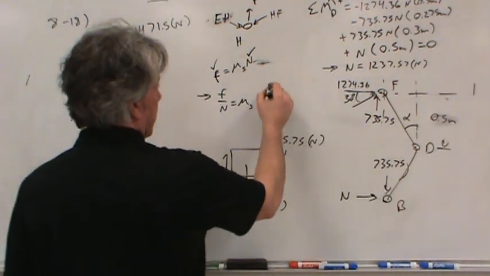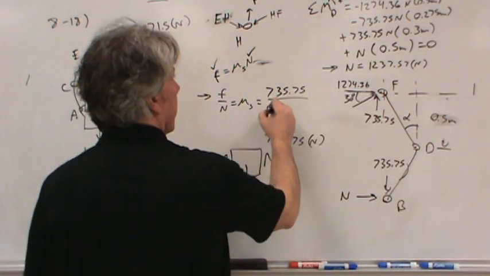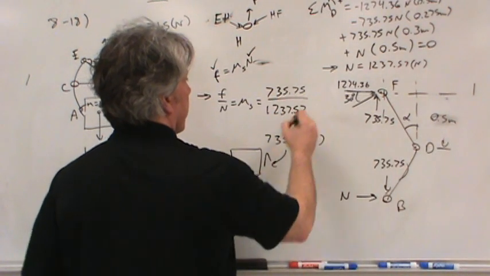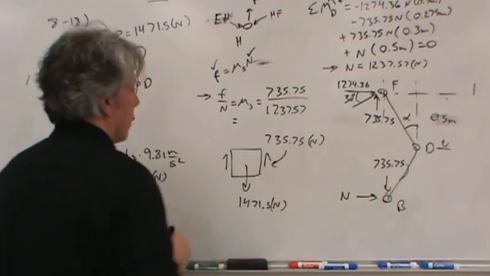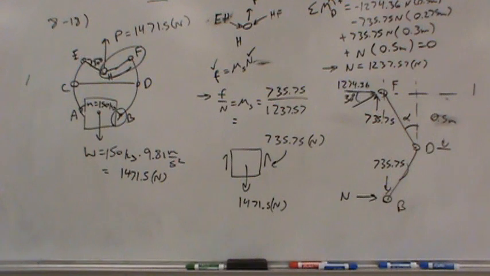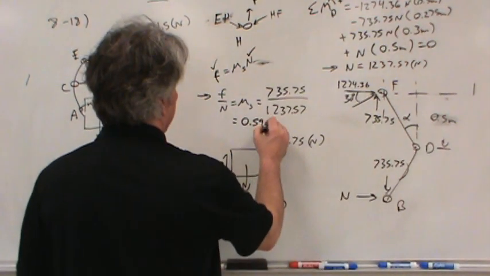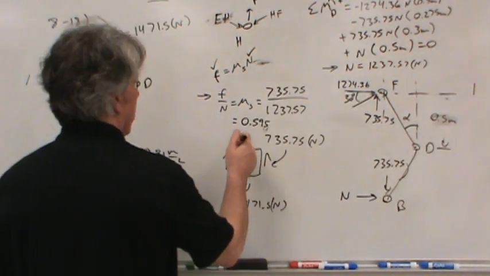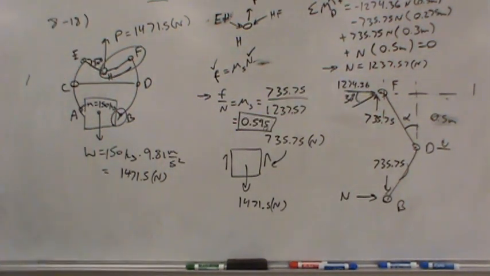And we know the friction force has to be 735.75 newtons. The normal force we just calculated at 1237.57 newtons. So that ratio would be the static friction coefficient. So what do we get? Unless I missed something else, which I think we're okay at this point. 0.595, so about 0.6. So that would be the minimum friction coefficient to hold this box in equilibrium.